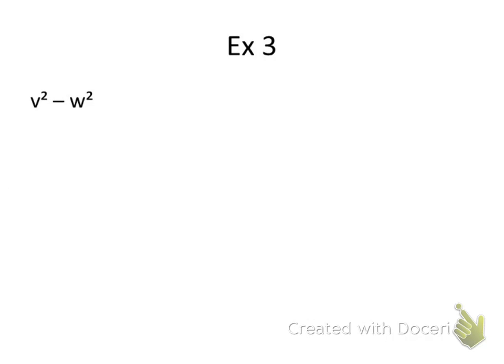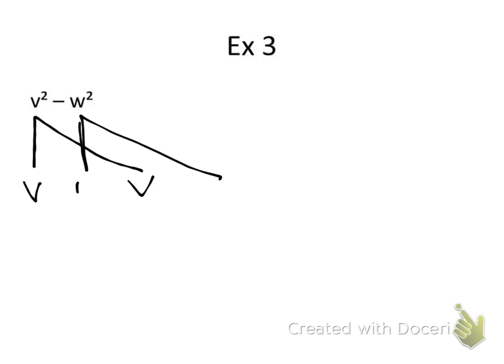All right, here's example 3. These do go pretty quickly, yes. Make sure you're paying attention. All right, fork them up. How do you make a v squared? 1b. V and v. How do you make a w squared? W and w. 1 gets a plus, 1 gets a minus, parentheses in the middle.